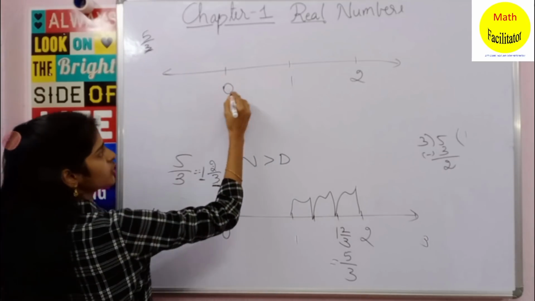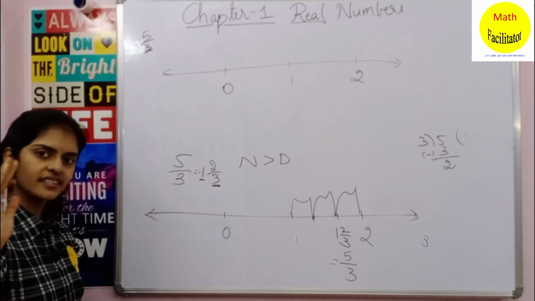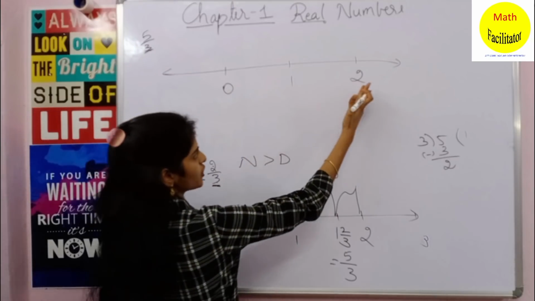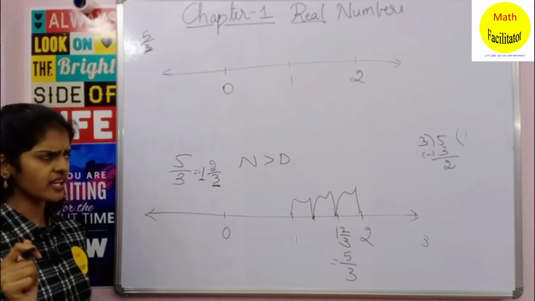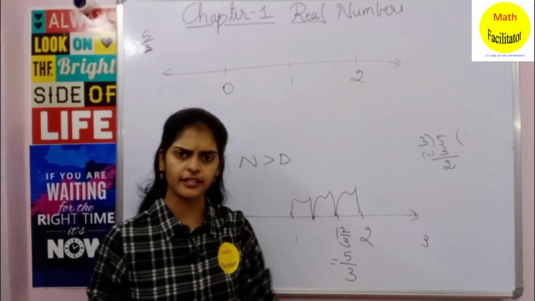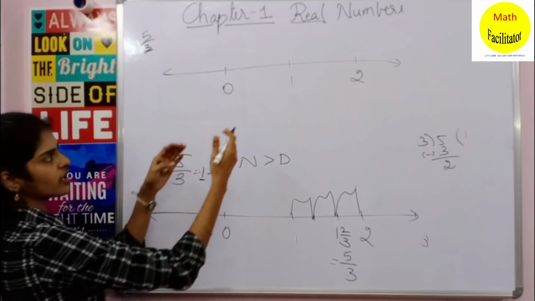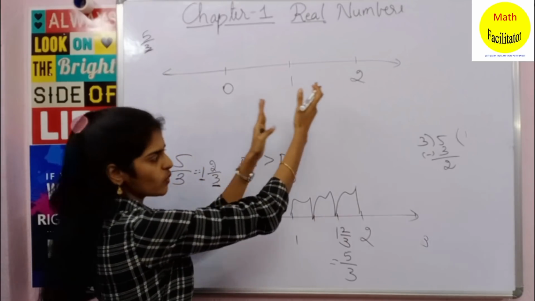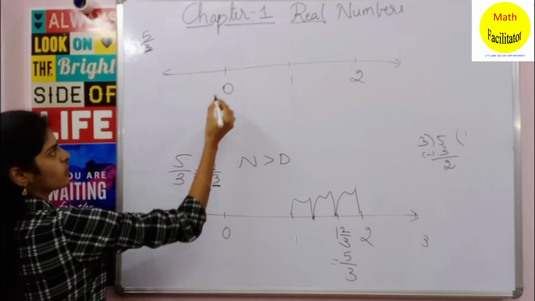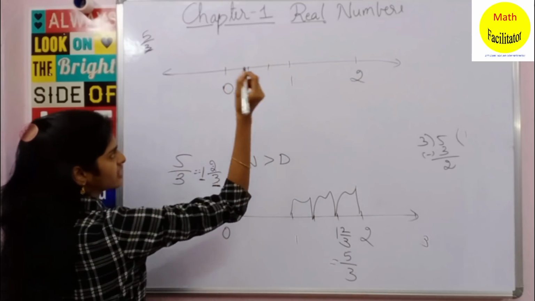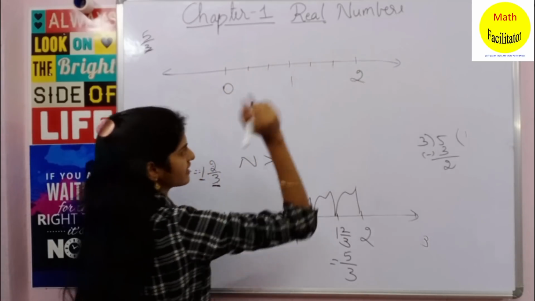From 0 to 1 you divide it into 3 parts. Again from 1 to 2 you divide it into 3 parts. Again from 2 to 3 also you divide it into 3 parts. Since the denominator is 3, you divide each unit distance into 3 parts. Clear? So this is first, second and third part.